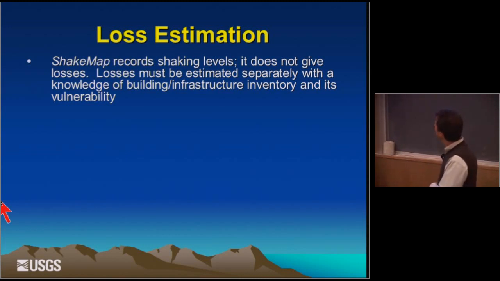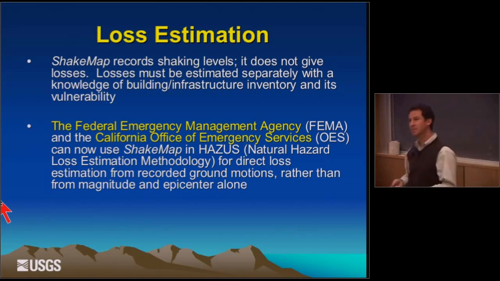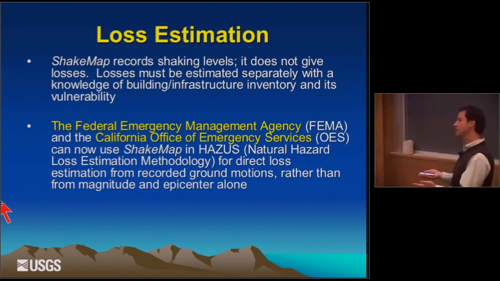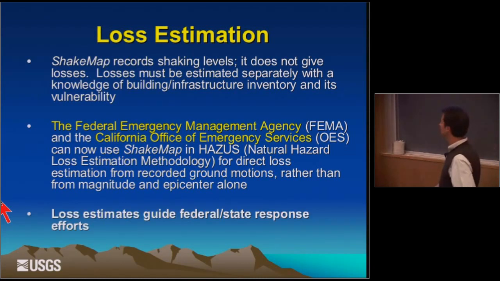FEMA and also the Office of Emergency Services in California have some sophisticated software that takes the inventory of all the types of structures and comes up with loss estimation, not only in terms of structures, but also how many people are likely to be injured, casualties, how many people are going to need housing, clothing, a very sophisticated system. And it's always relied on magnitude and epicenter. Now we feed it this map of shaking intensity, and the losses can be much more accurate because the shaking distribution is well constrained. So these loss estimates then guide the federal and state response to a particular earthquake.